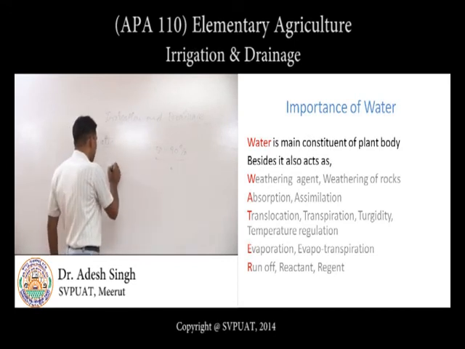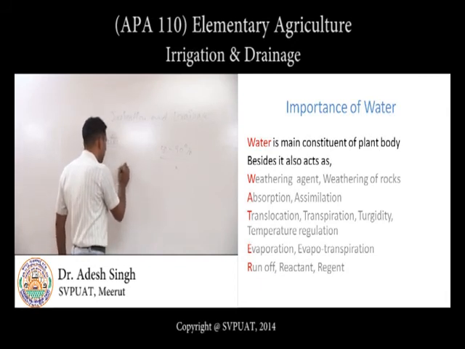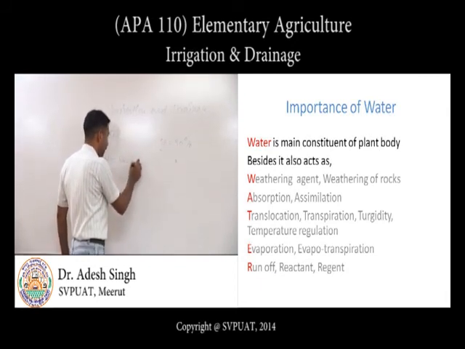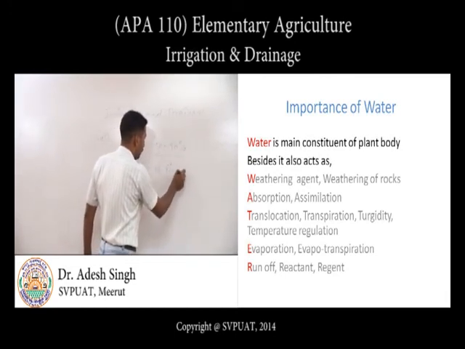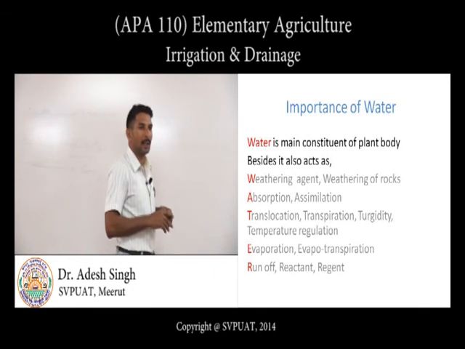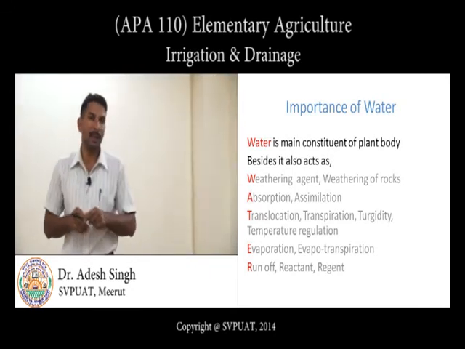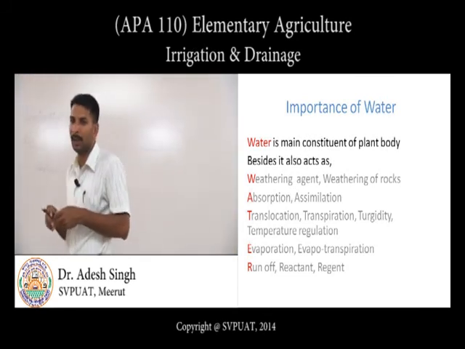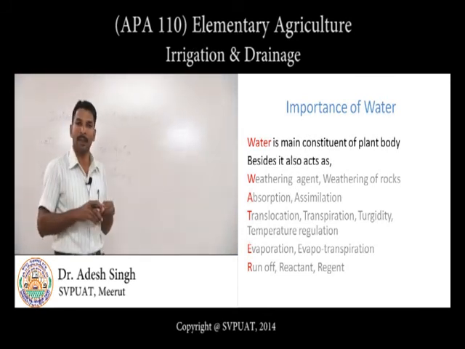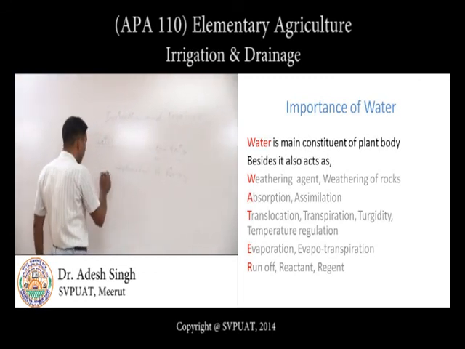For example, first and the foremost important function is the weathering of rocks. You all know there are two important methods of the weathering. One is the physical weathering, another is the chemical weathering. So water play an important role in physical as well as the chemical weathering. So it is the important weathering agent.